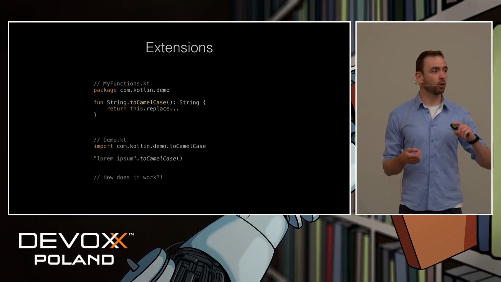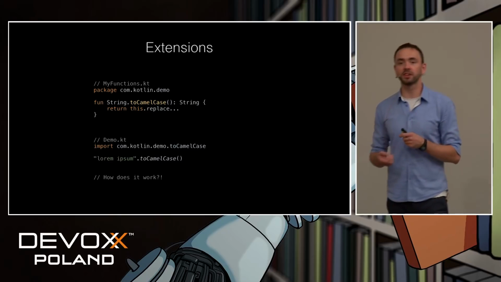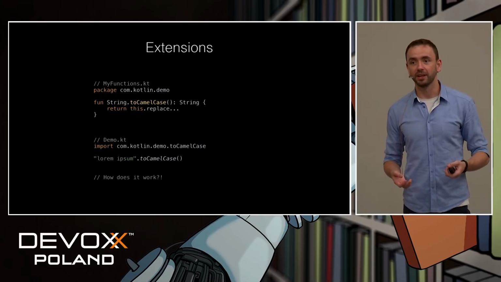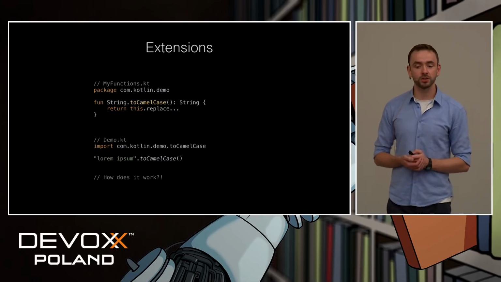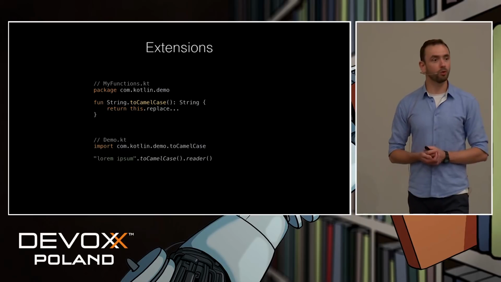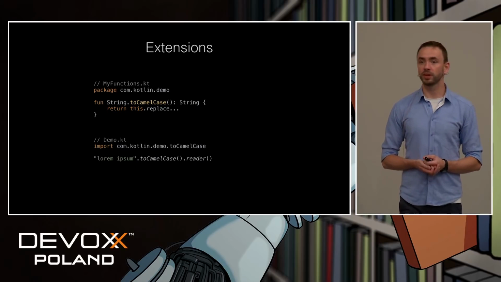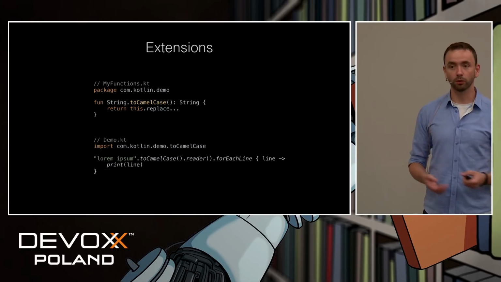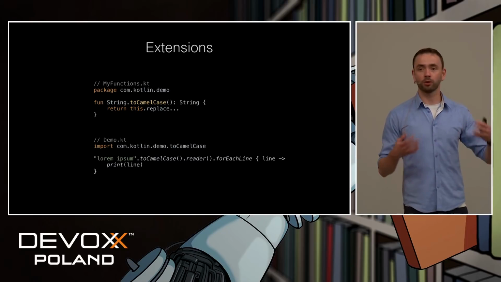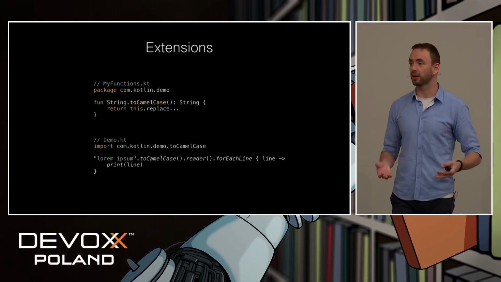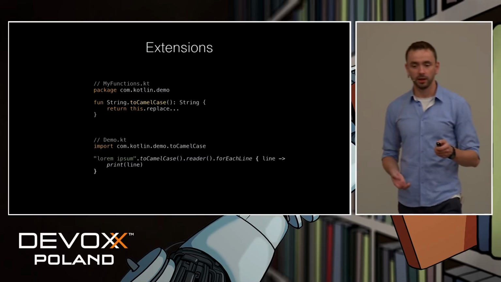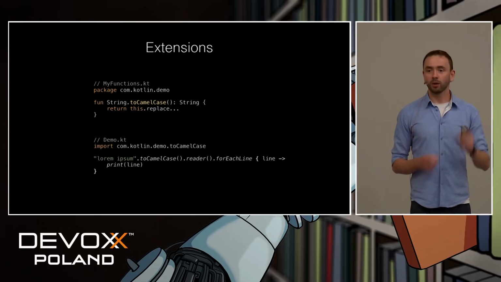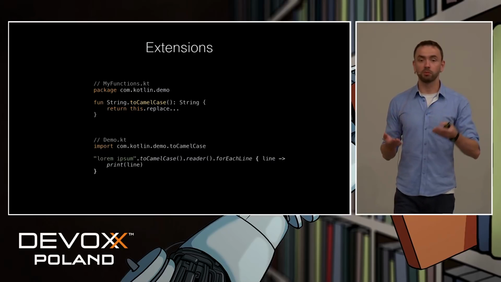And if you look at Kotlin's standard library, you will see that actually most of it is made of such extensions. So for example, we have another extension of the string, which is called reader, which gives us a string reader. And there's another extension on the string reader type, which is called forEachLine, which iterates over the lines of the string using the provided lambda.